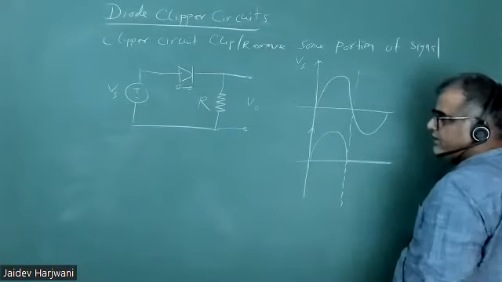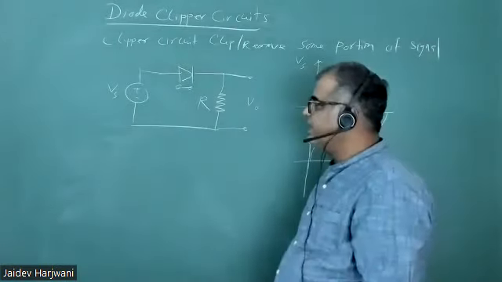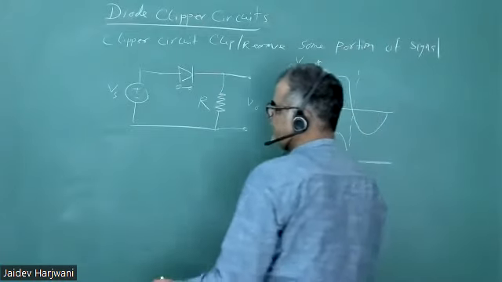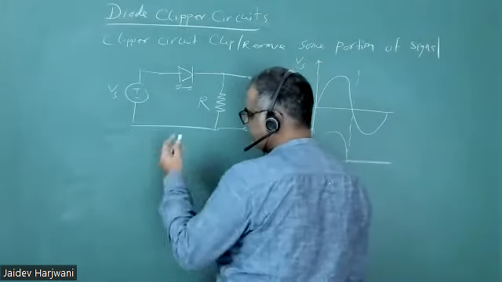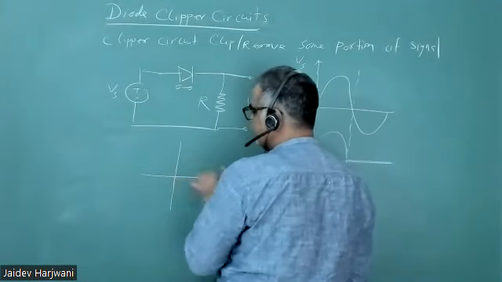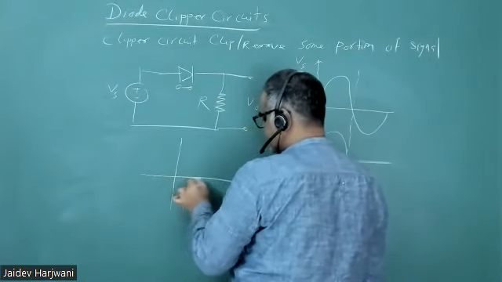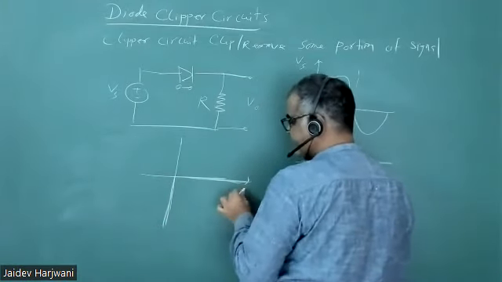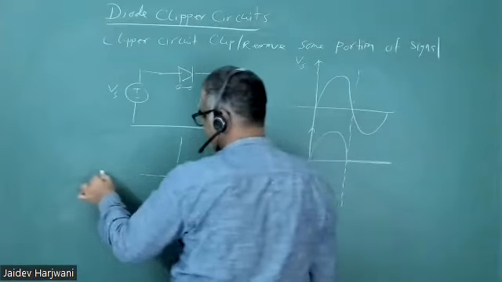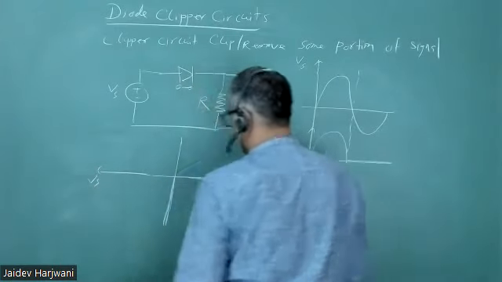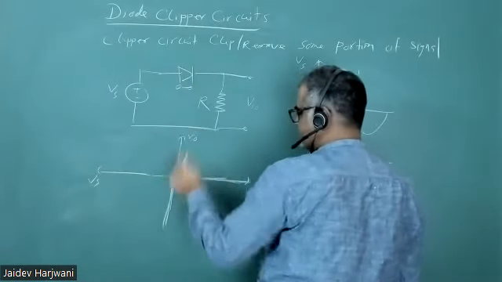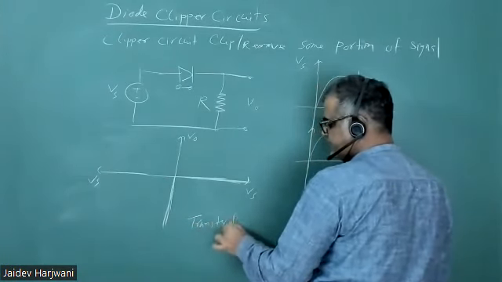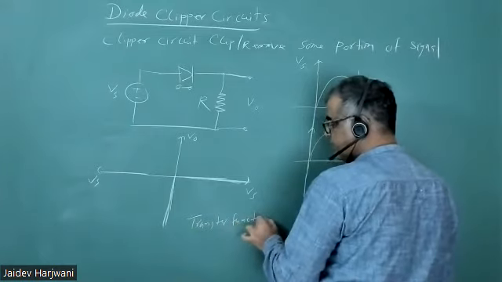Now suppose instead of applying this signal, I am applying some variable Vs. It's not a sine wave. Suppose I'm applying only some value of Vs. Say Vs is positive, and Vs is negative, and this is your V output. So this is called your transfer function.